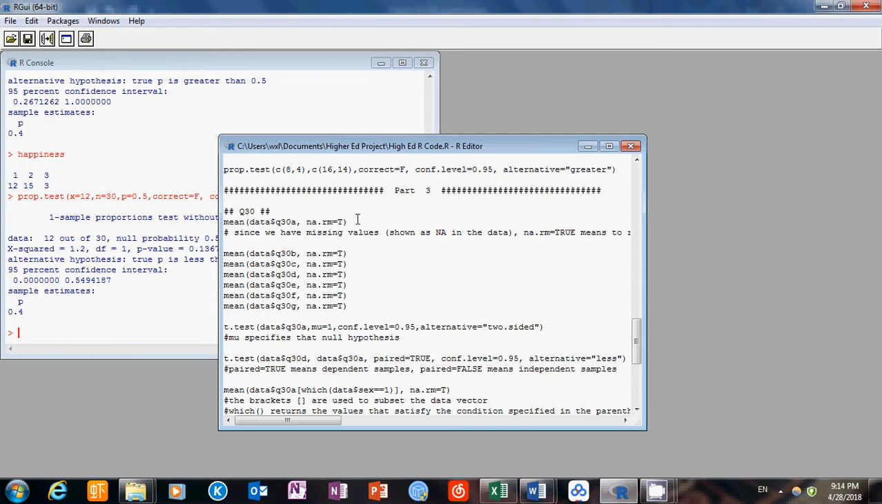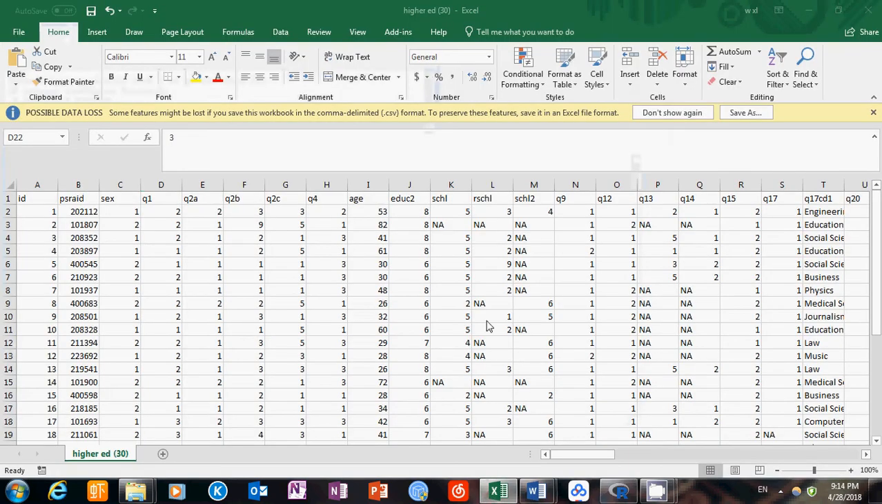And to do this, we just use the mean function. So we use mean, and then we specify what the variable is. So it's variable 30A. That's the 30A question in the data set.